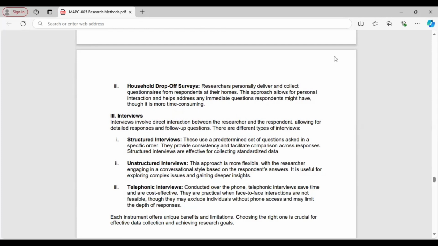Telephonic interviews, conducted over the phone, save time and are cost effective. But they may not include those who do not have phone access, and this limits the depth of the responses. Each instrument has unique benefits and limitations, so making the right choice depends on the researcher, and that is essential for effective data collection and achieving research objectives.